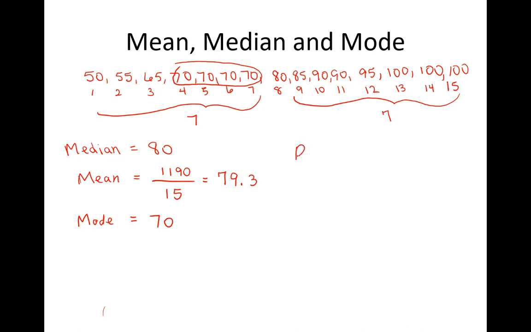There are some other measurements that we might talk about. The range is the difference from high and low. So for this case, the highest value is 100, the lowest was 50, so the range was 50. There was a 50% spread from the highest value to the lowest value.